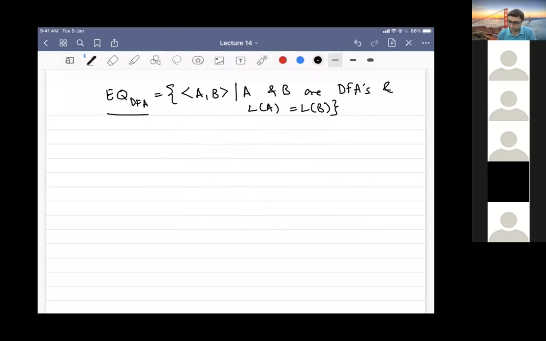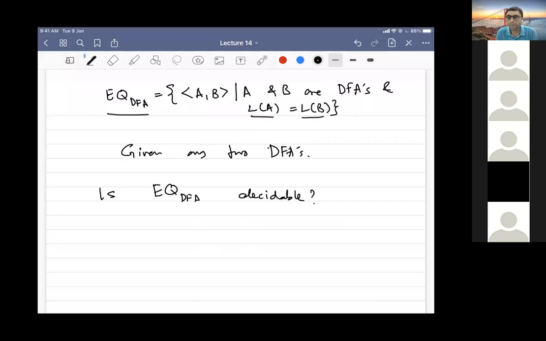So the question is, given any two DFAs, we need to figure out if the language of the first DFA is the same as the language of the second DFA. So the question is, is EQDFA decidable? I think yes. Can you prove why? Because I think we can simulate both the DFAs A and B, and if every string accepted by DFA A is accepted by DFA B, and every string rejected by DFA A is rejected by DFA B, then the language of both of these DFAs is the same, and we should accept.